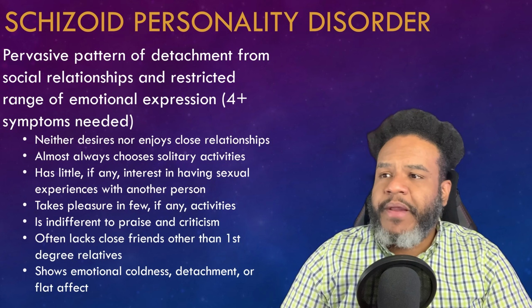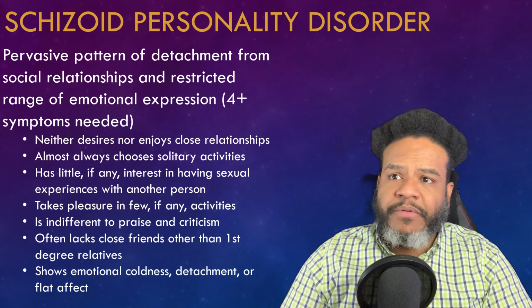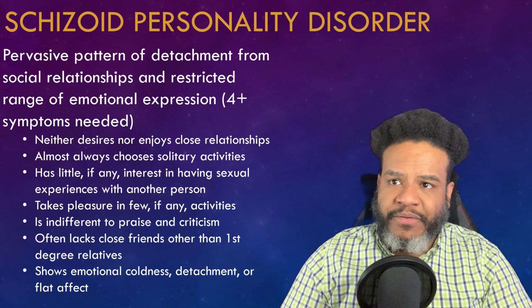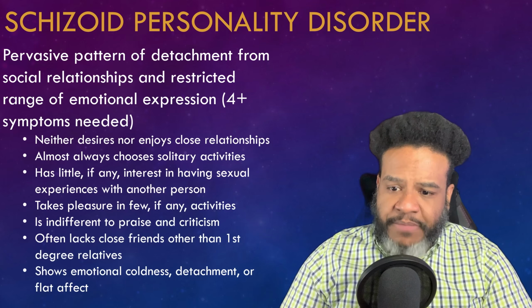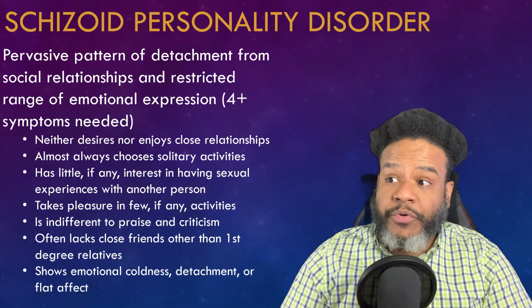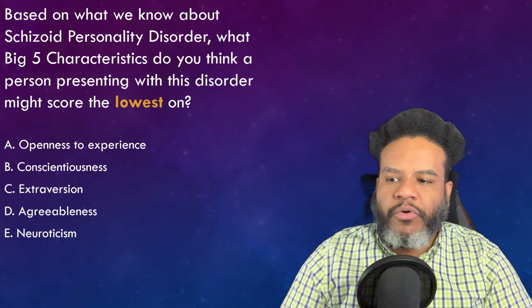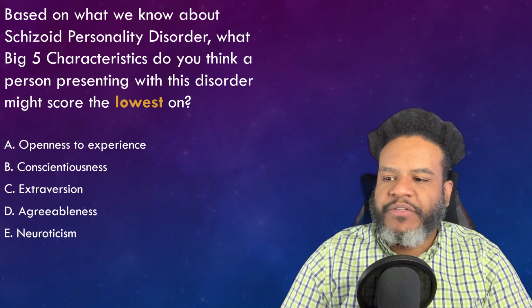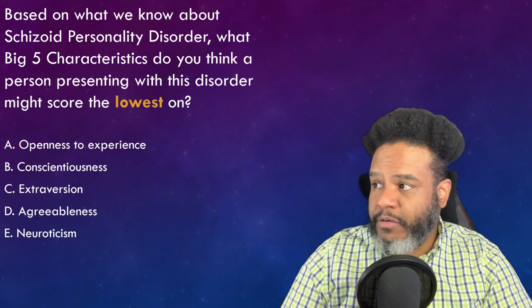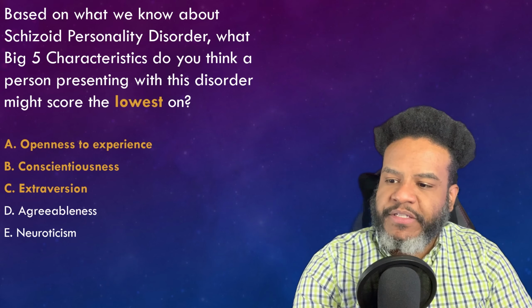And in contrast to paranoid personality disorder, they are generally not suspicious of other people, rather they are indifferent to other people. So take a look at some of these symptoms here. These would be the symptoms you want to look for in schizoid personality disorder. So based on what we know about schizoid personality disorder, what Big 5 characteristic do you think a person presenting with this disorder might score the lowest on? All right, take a look right here. There you go. It'll be one of these 3: openness, conscientiousness, or extroversion.